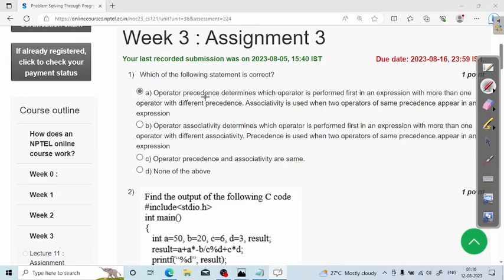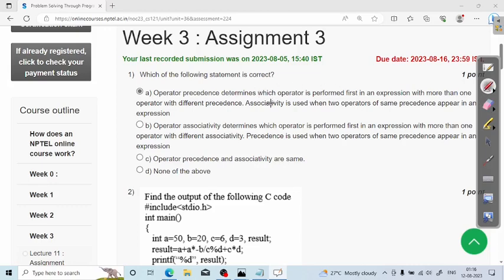and associativity. So if you look carefully and try to understand, I'm sure you will get the meaning. According to the first question, we have to point out which one is saying the correct meaning of operator precedence and associativity. If you look at the first option, that is the correct definition, because operator precedence determines which operator is performed first in an expression with more than one operator with different precedence. Okay, so that is about operator precedence.